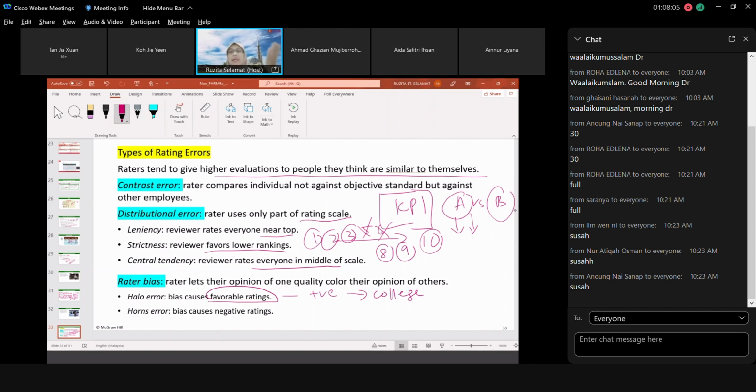Katalah graduan Harvard ataupun Stanford ke ataupun Oxford. Terus kata okay, siapa yang graduan daripada this university ni memang okay lah, just like me. Simply because you attend the same college with your boss, you selalu dapat markah yang tinggi. And Horn's error, negative rating will cause biases.